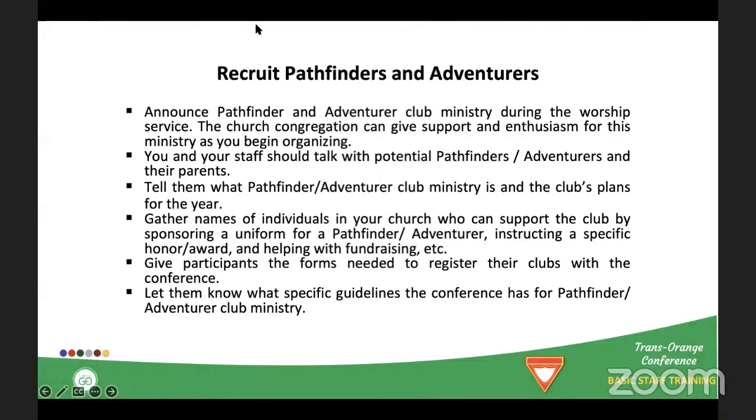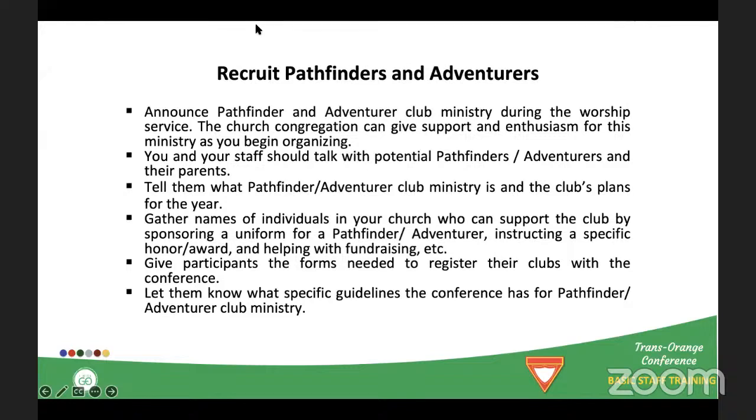Gather names of individuals in your church who can support the club by sponsoring a uniform for a Pathfinder or Adventurer, instructing a specific honor or award, and helping with fundraising, etc. Give participants the forms needed to register their clubs with the conference. Let them know what specific guidelines the conference has for Pathfinder or Adventurer Club ministry.